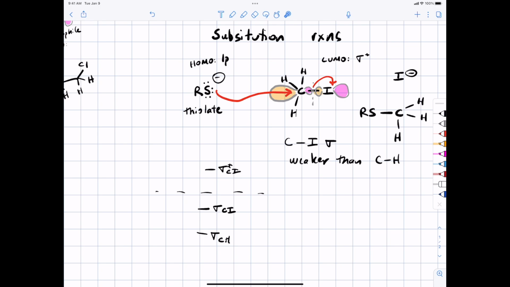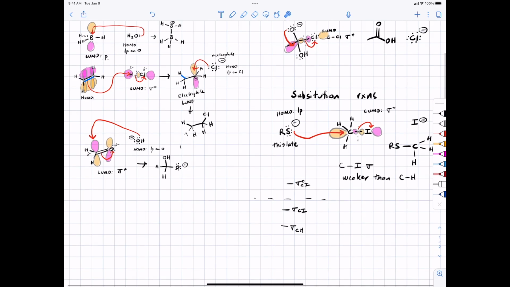Yeah? Is the carbon iodide bond weaker because the distance between the nuclei is greater? Yes. Further away from the nucleus is higher in energy. Longer bonds are weaker bonds.